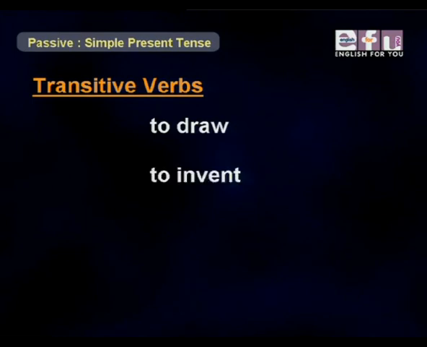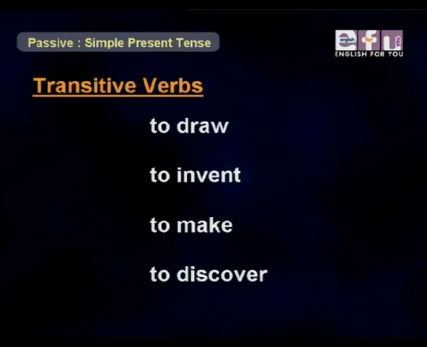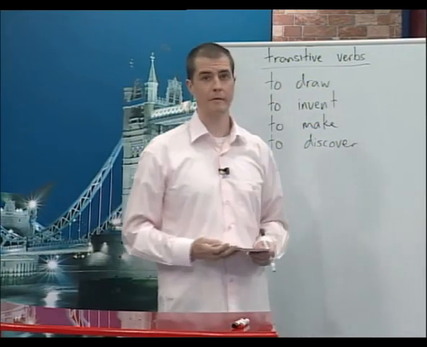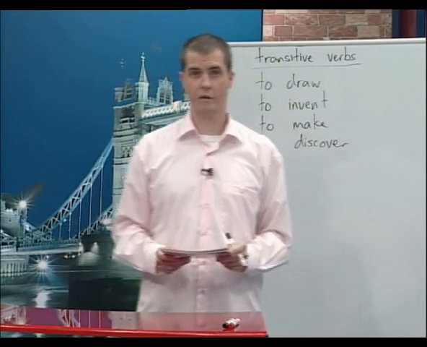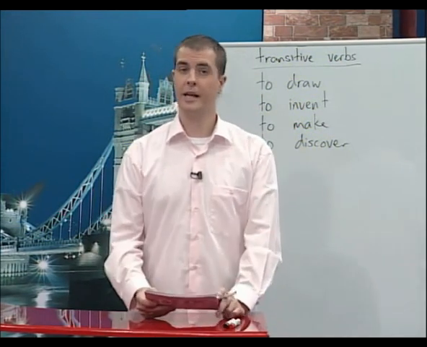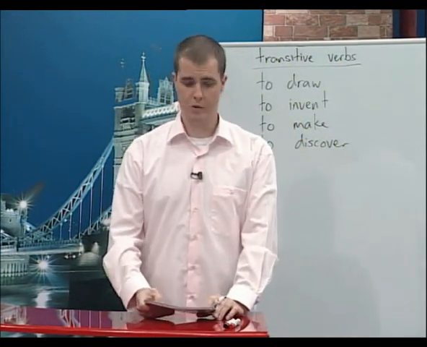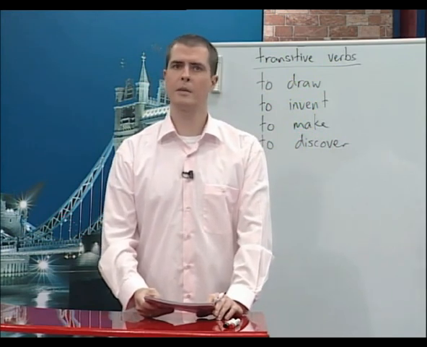And we have to invent. And we have to make. To discover. Okay, an intransitive verb is a verb that is not followed by an object, and intransitive verbs cannot be used in the passive.